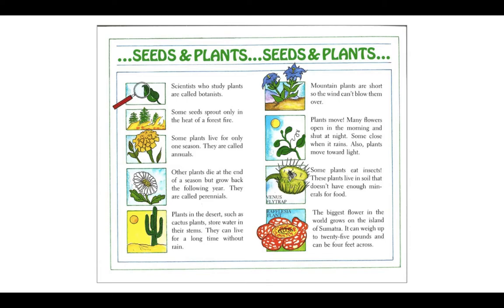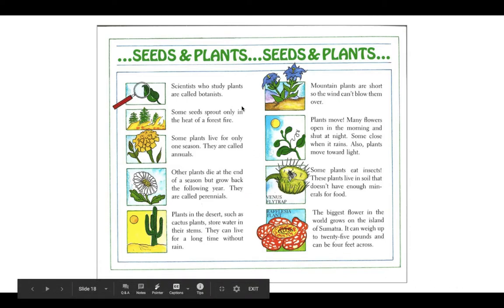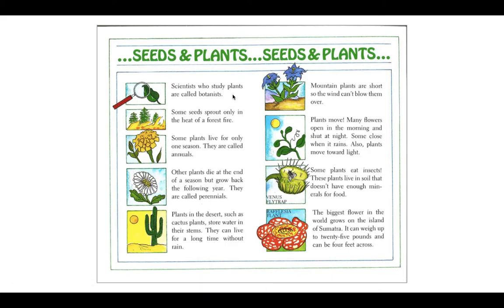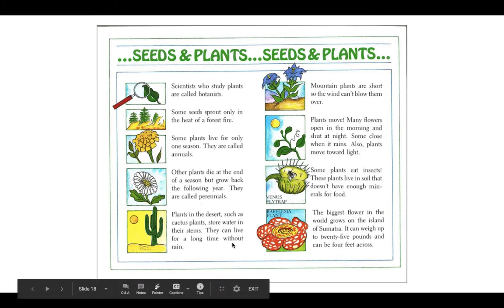Seeds and plants. So here's some other fun facts. Scientists who study plants are called botanists. Some seeds sprout only in the heat of a forest fire. Wow. Some plants live for only one season. They are called annuals. Other plants die at the end of a season but grow back the following year. They are called perennials. Plants in the desert, such as cactus plants, store water in their stems. They can live for a long time without rain.